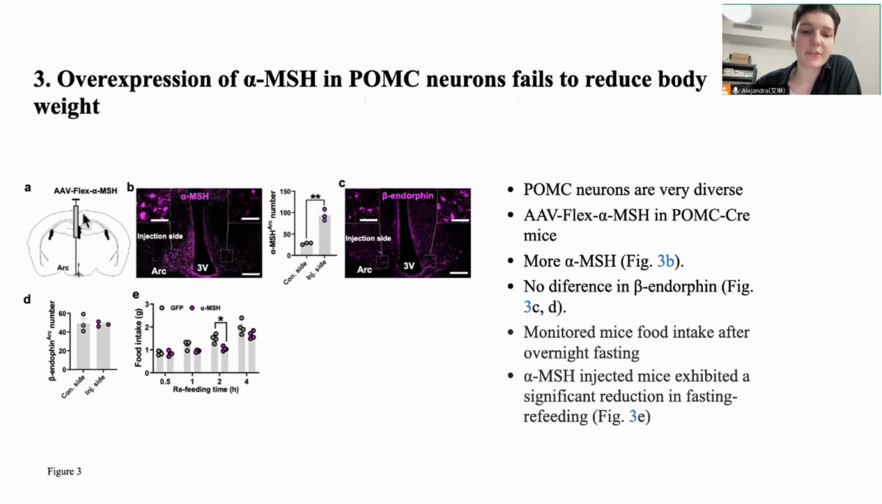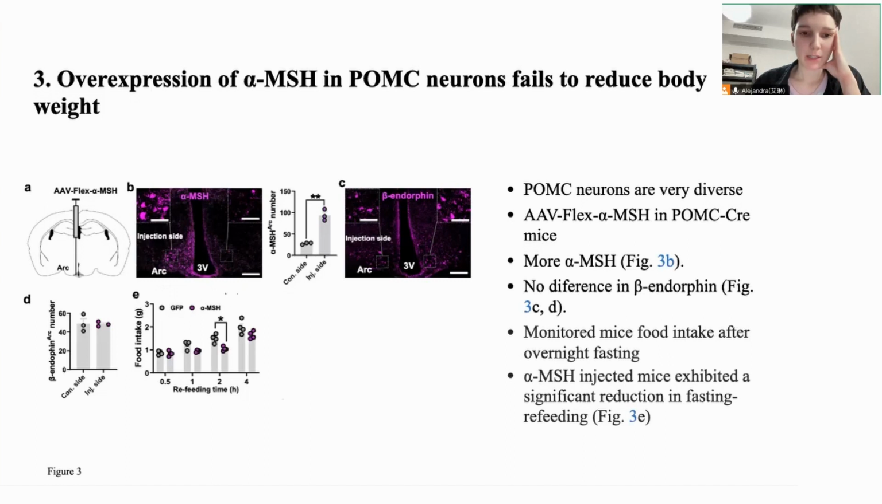Same as before, they first inject in one side to verify that the plasmid works, and then they inject in both sides to see the in vivo. So they found an increase of alpha MSH, which is logical since they inject the alpha MSH gene, but no difference in beta endorphin compared to control. Thus, they achieve a selective overexpression of alpha MSH.